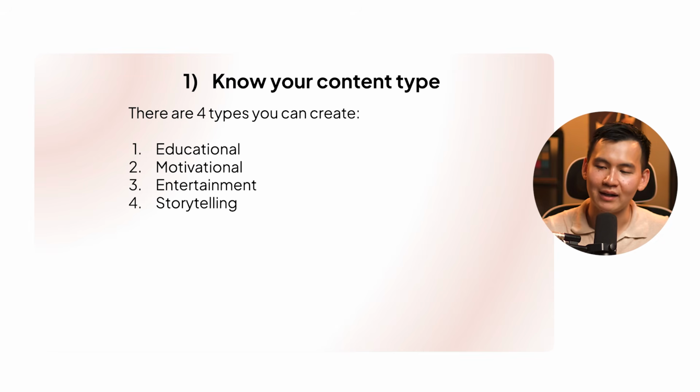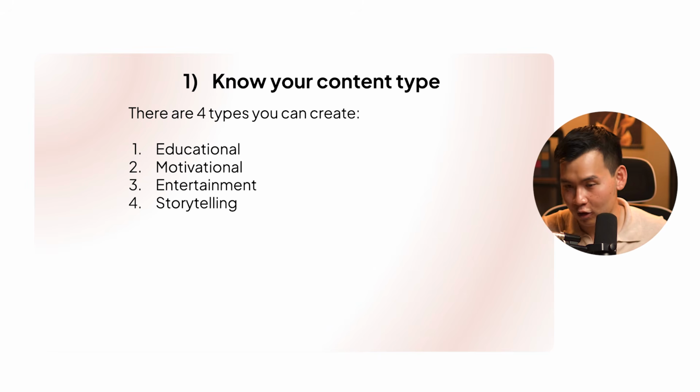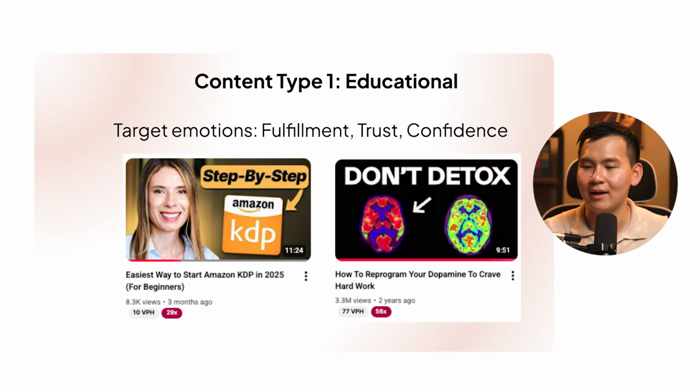You also want to know your content type. These three answers will differ based on your content type, whether you're creating a motivational video, educational video, entertainment video, or a storytelling video. If you're creating educational content, the target emotions will be fulfillment, trust, and confidence, especially if you're selling a product on your channel, or maybe you're a business YouTube channel. On the left, 'Your easiest way to start Amazon KDP in 2025 for beginners', you want to elicit a certain level of trust. Or 'How to reprogram your dopamine to crave hard work' will create confidence in them, and fulfillment, in that they are ready to go out there and work. So this is for educational content.